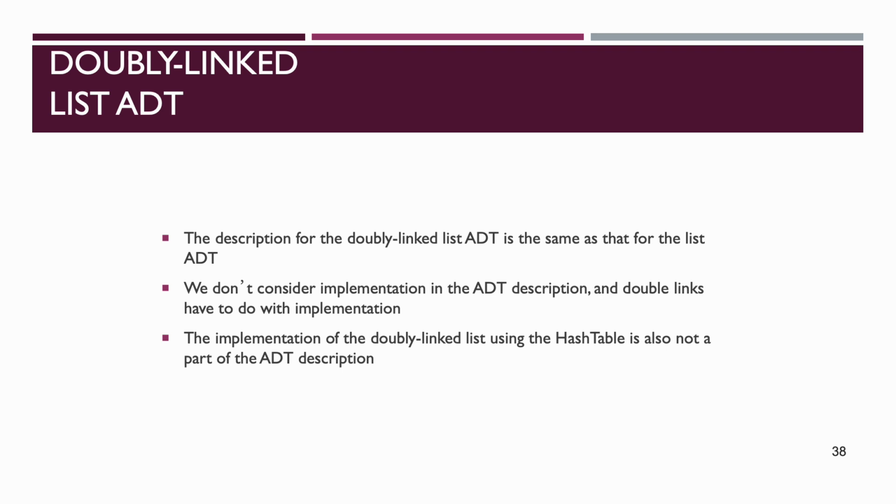Now let's see what a doubly linked list is. The description for the doubly linked list entity is the same as that for the list entity. We don't consider implementation in the entity description, and double links have to do with implementation. The implementation of the doubly linked list using the hash table is also not a part of the entity description.